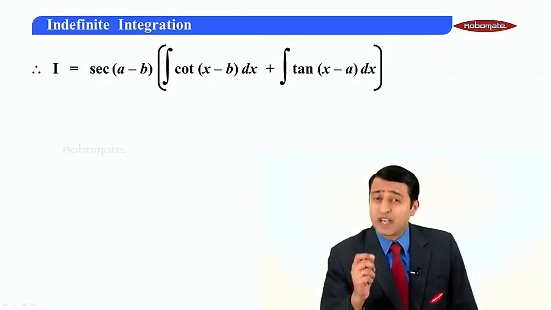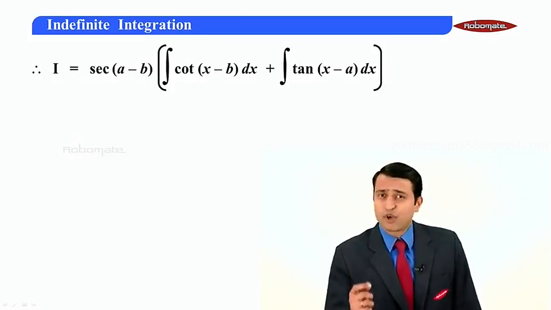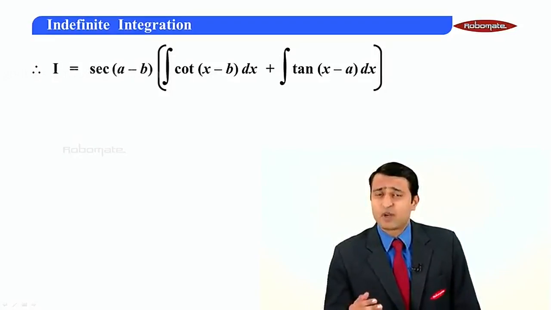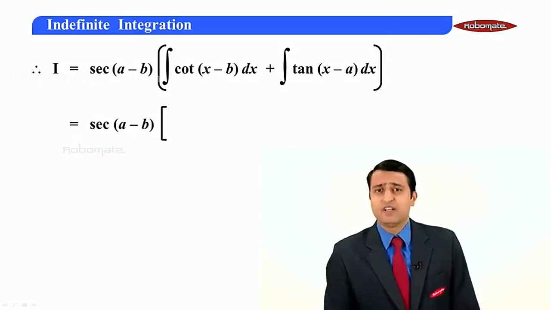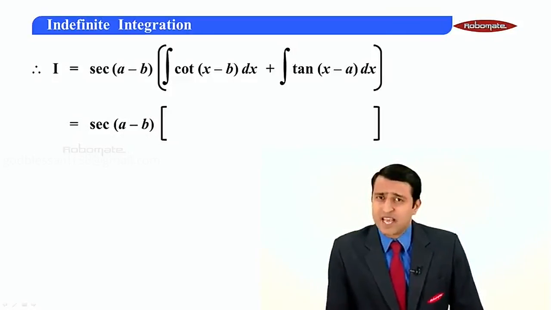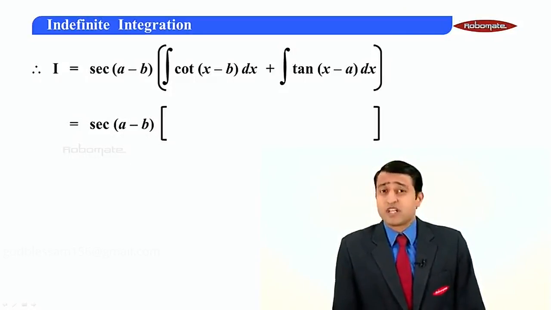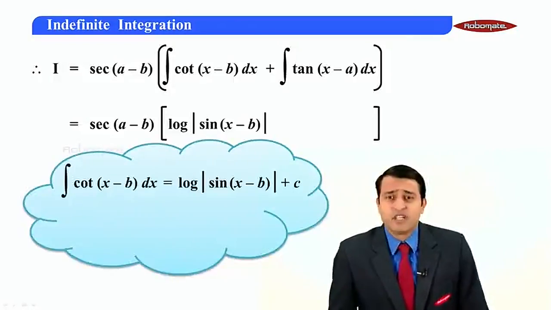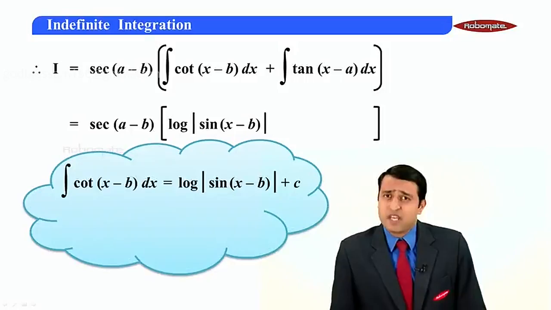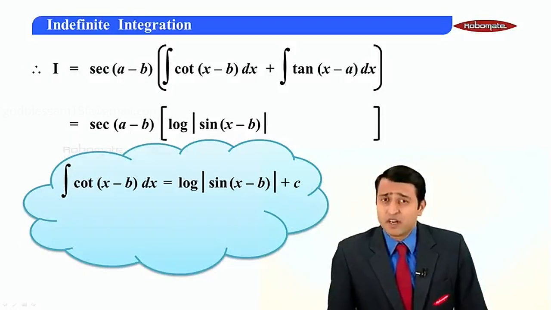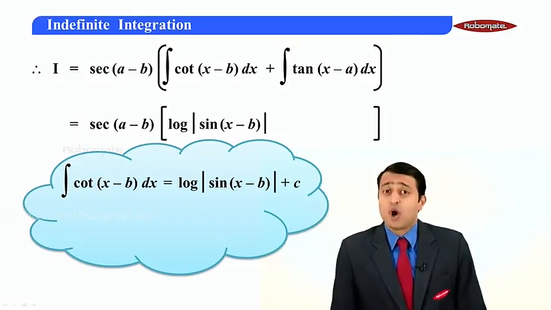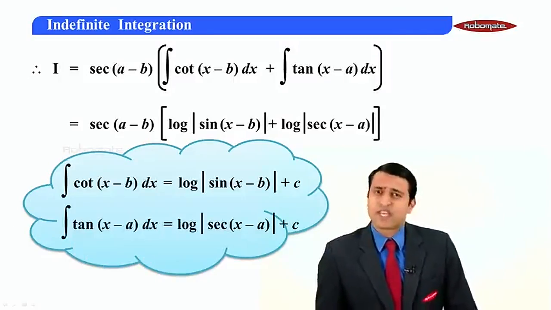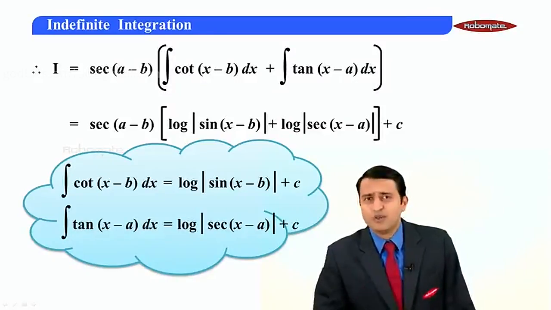Now we have two standard formulas both for cot and tan. So in the next step I am just going to apply the integral formula of cot and integral of tan. So sec of a minus b remains as it is. Now my dear students, what is integral of cot x minus b? It is log of sin x minus b, and likewise integral of tan x minus a will become log of sec x minus a. So let us write that also. So log of sec x minus a plus c has to follow.